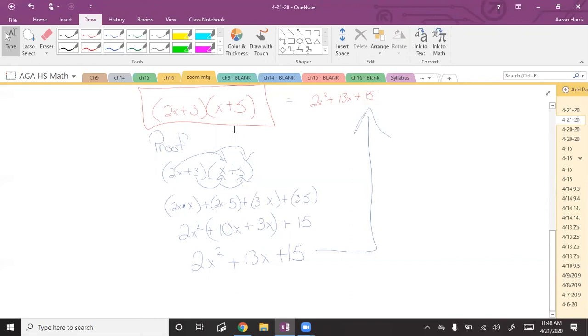So here we go. 2x plus 3 times x plus 5. When I prove it, it gets me back to my original equation. So I know I factored it correctly. Does that make sense? Yes. All right. So now let's go fast.